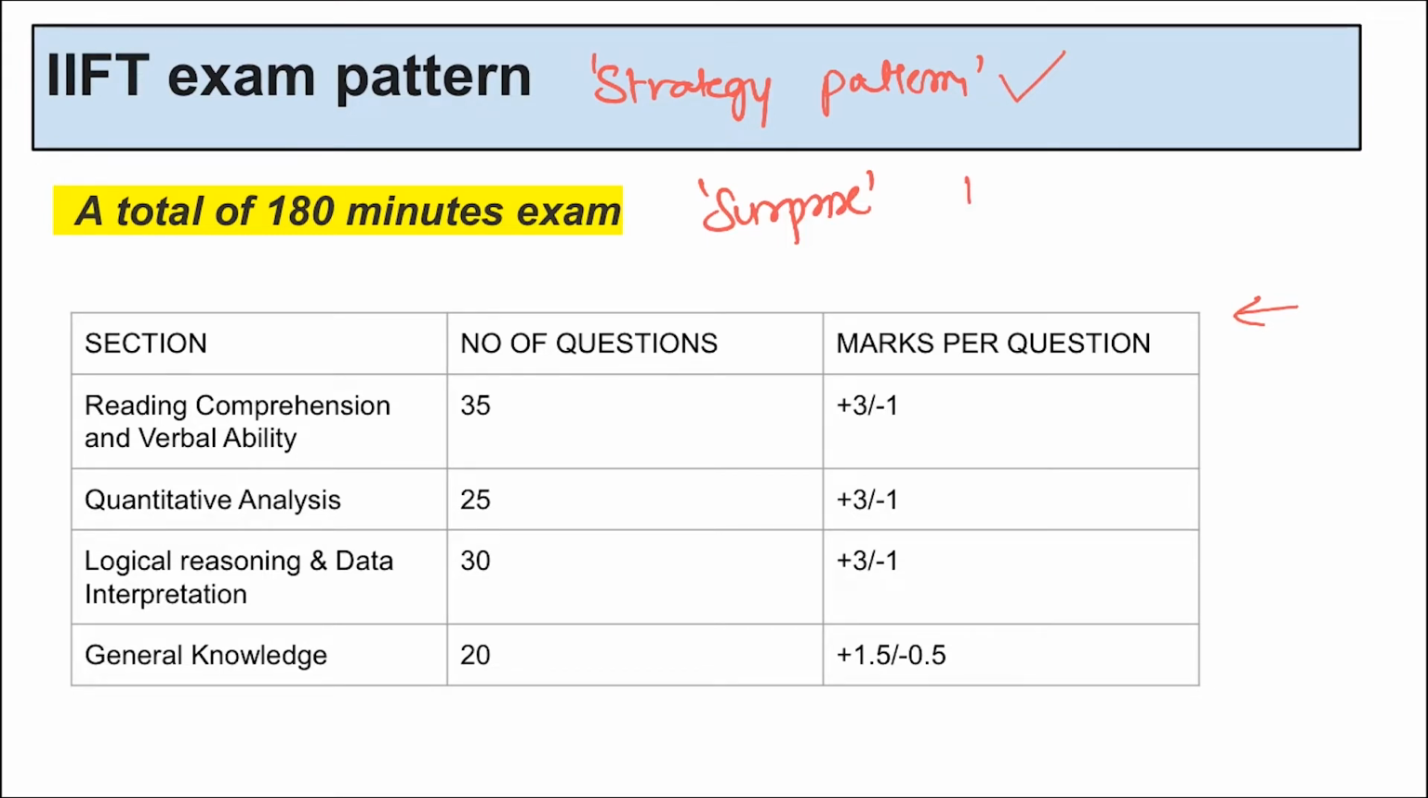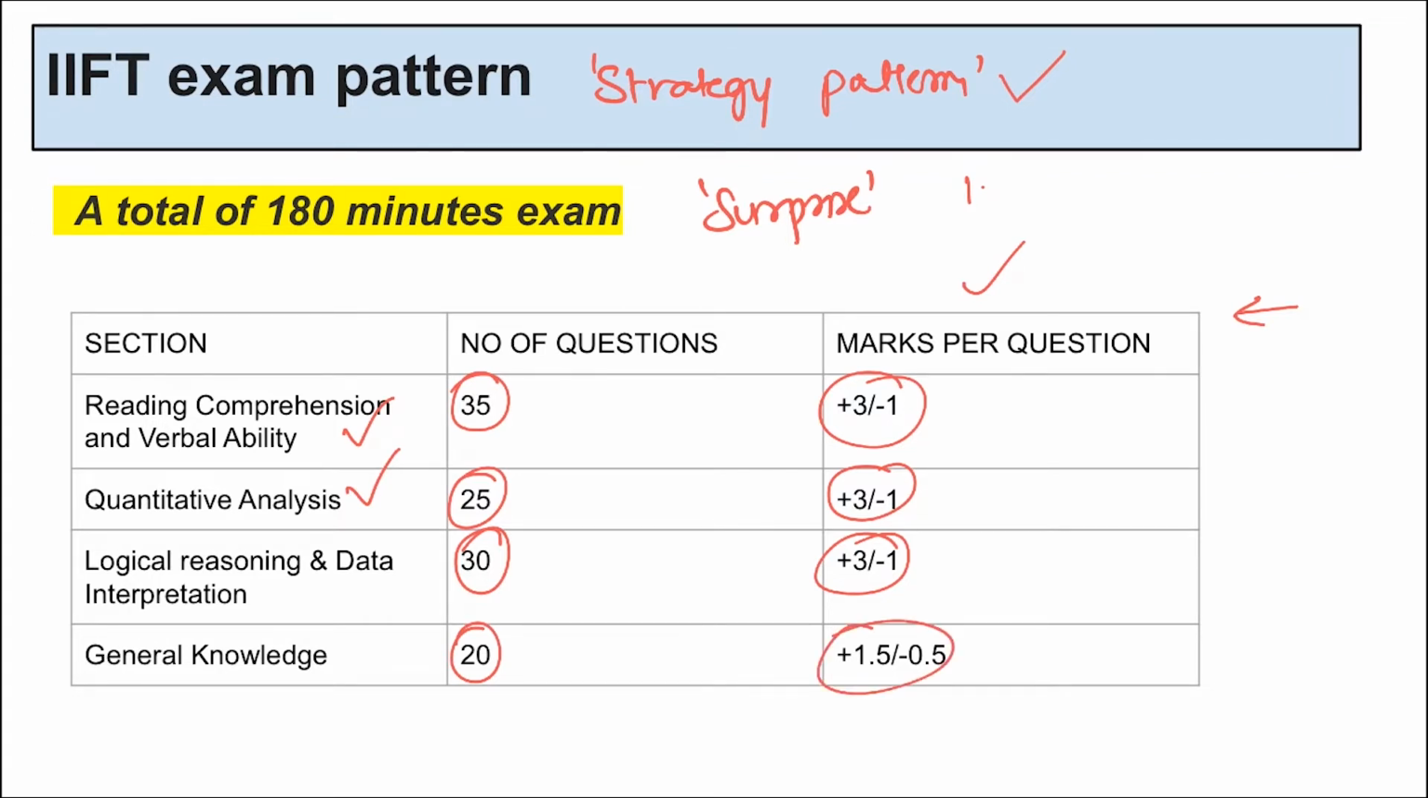All right, first thing, during your paper you should read the general instructions very minutely and with complete focus, because in that you will know what all sections have, how many questions, and what the marking scheme is. They'll give you that in the general instructions. Talking about this year's paper pattern, reading comprehension and verbal ability had 35 questions, plus 3 minus 1 was the marking scheme. Similarly, quantitative analysis had 25 questions, plus 3 minus 1 was the marking scheme. Logical reasoning and data interpretation had 30 questions, plus 3 minus 1 was the marking scheme.